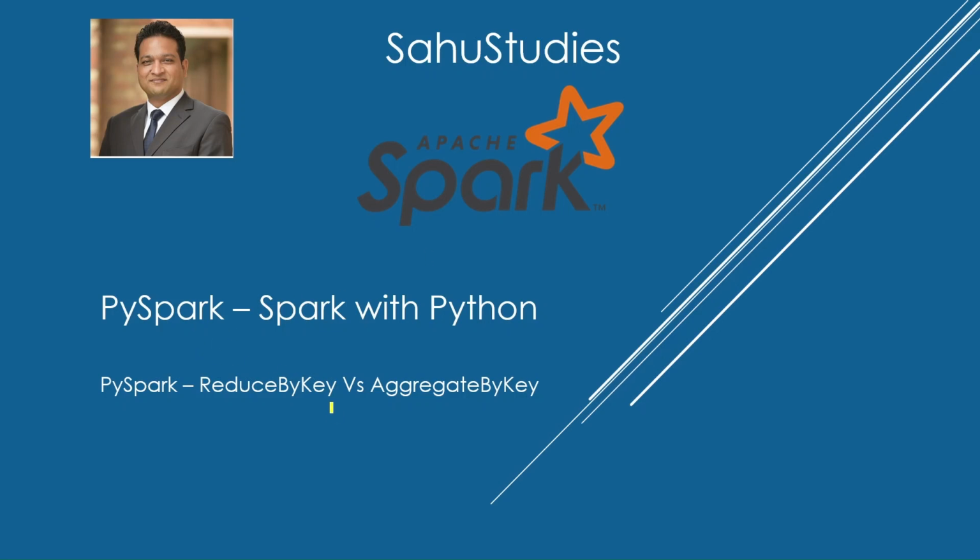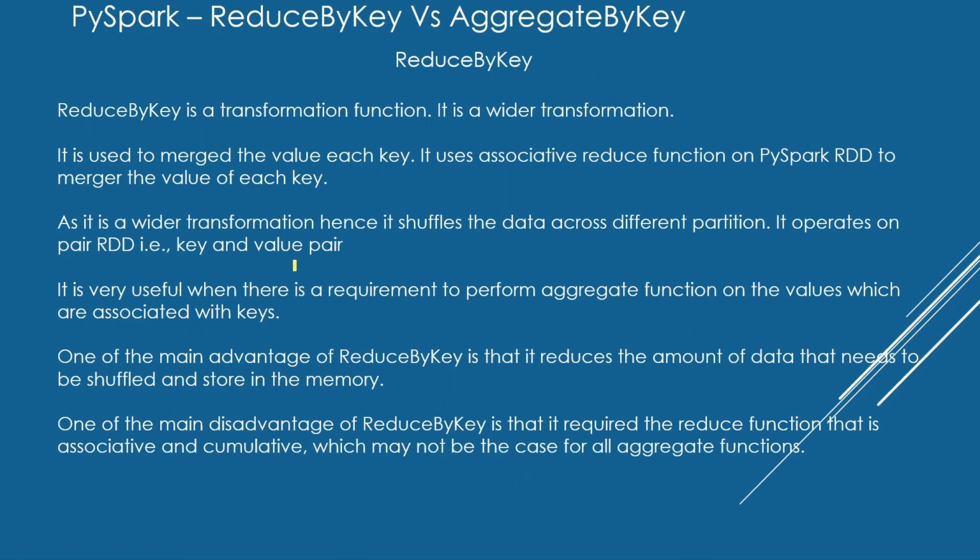In this video, I am going to discuss the difference between reduceByKey and aggregateByKey in PySpark. So let's discuss what reduceByKey is. reduceByKey is a transformation function and it is a wider transformation. Wider transformation means it is going to shuffle the data across different executors over the network.